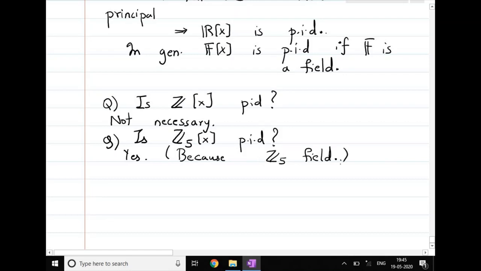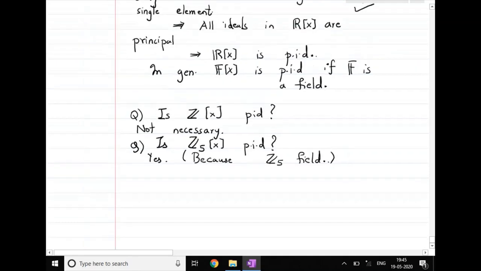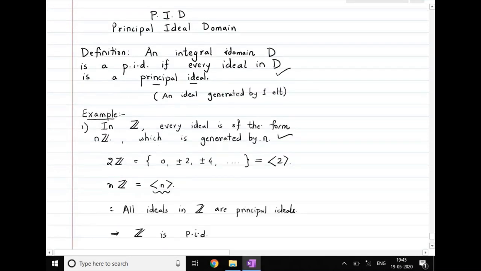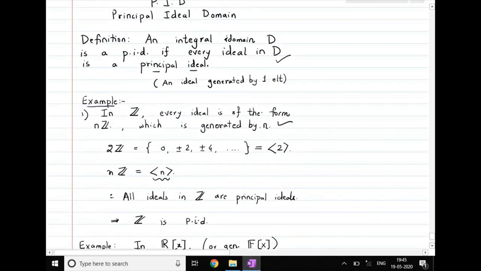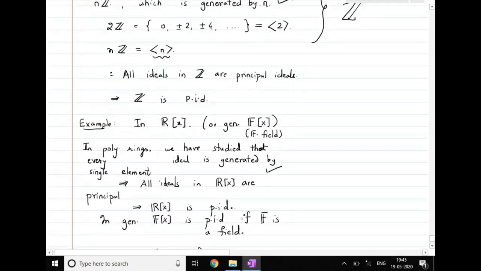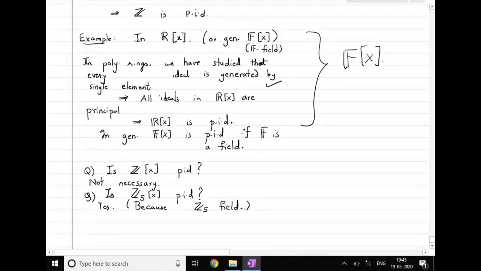So I hope the two examples of PIDs are clear. I will check if every ideal is a principal ideal; then I will say that the domain is a PID. For example, we have two important examples: Z, and F[x] where F is a field. These are two important examples of PID that are in front of us.